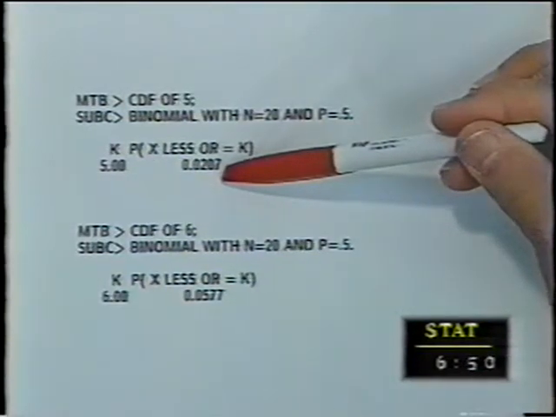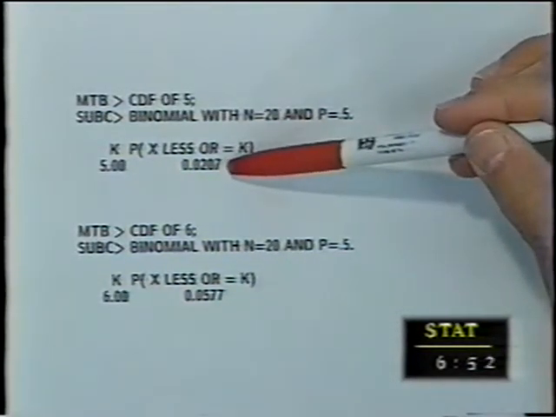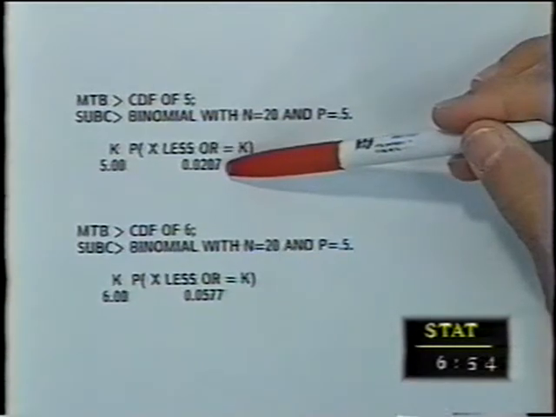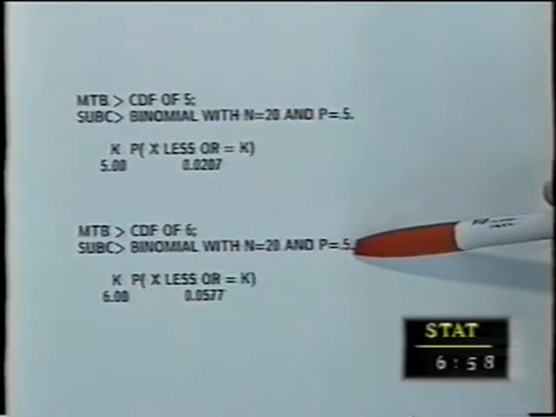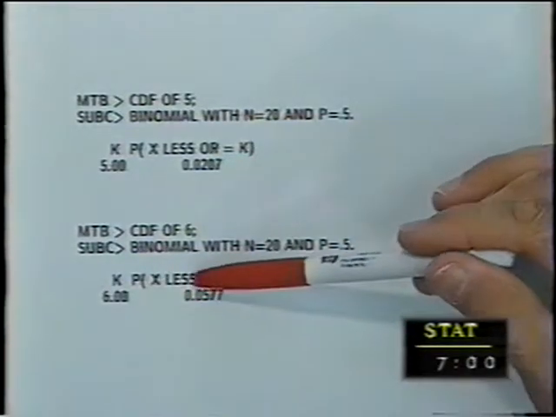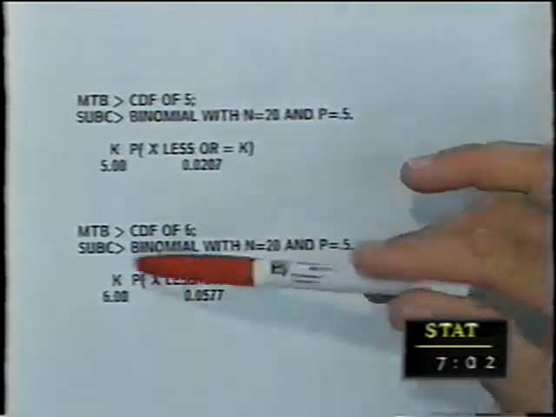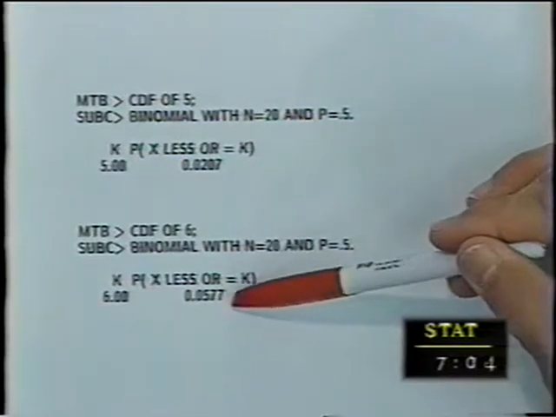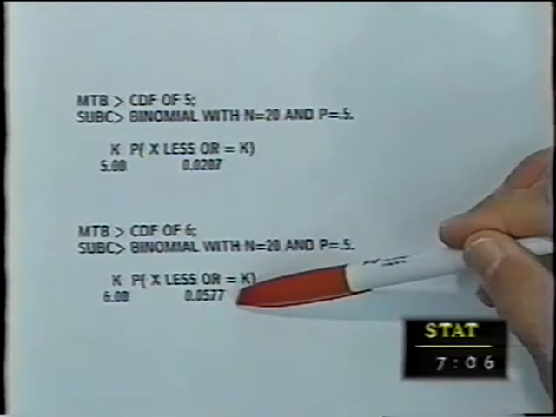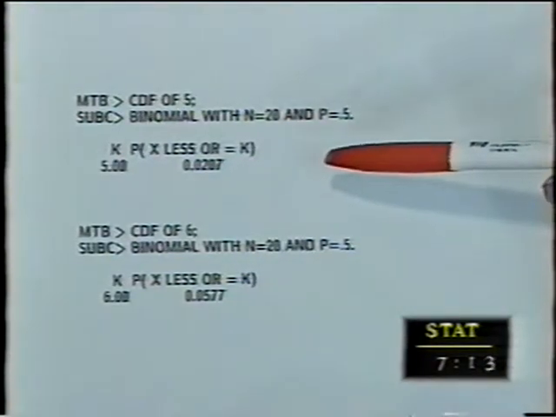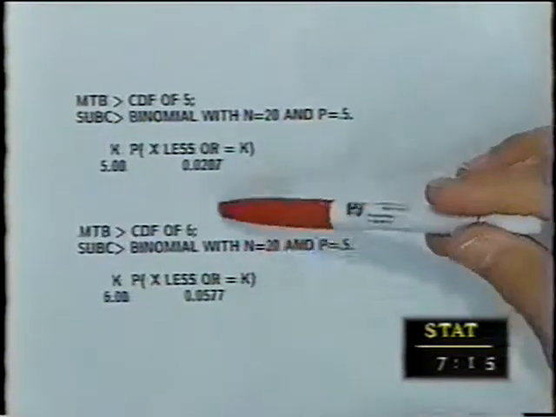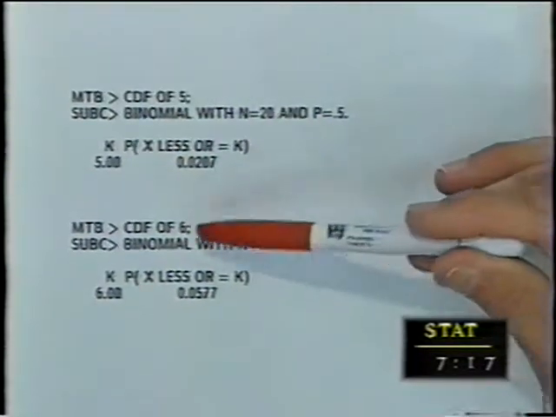And I can use that in my test to decide whether I should reject or not at any given level. On the other hand, if I said, give me a CDF of 6 binomial 20 p .5, it would say the probability that x is less than or equal to k, k being 6, is 0.0577. And I would know what to do then. And I didn't do any arithmetic. All I did was enter some numbers onto the screen and press the button.